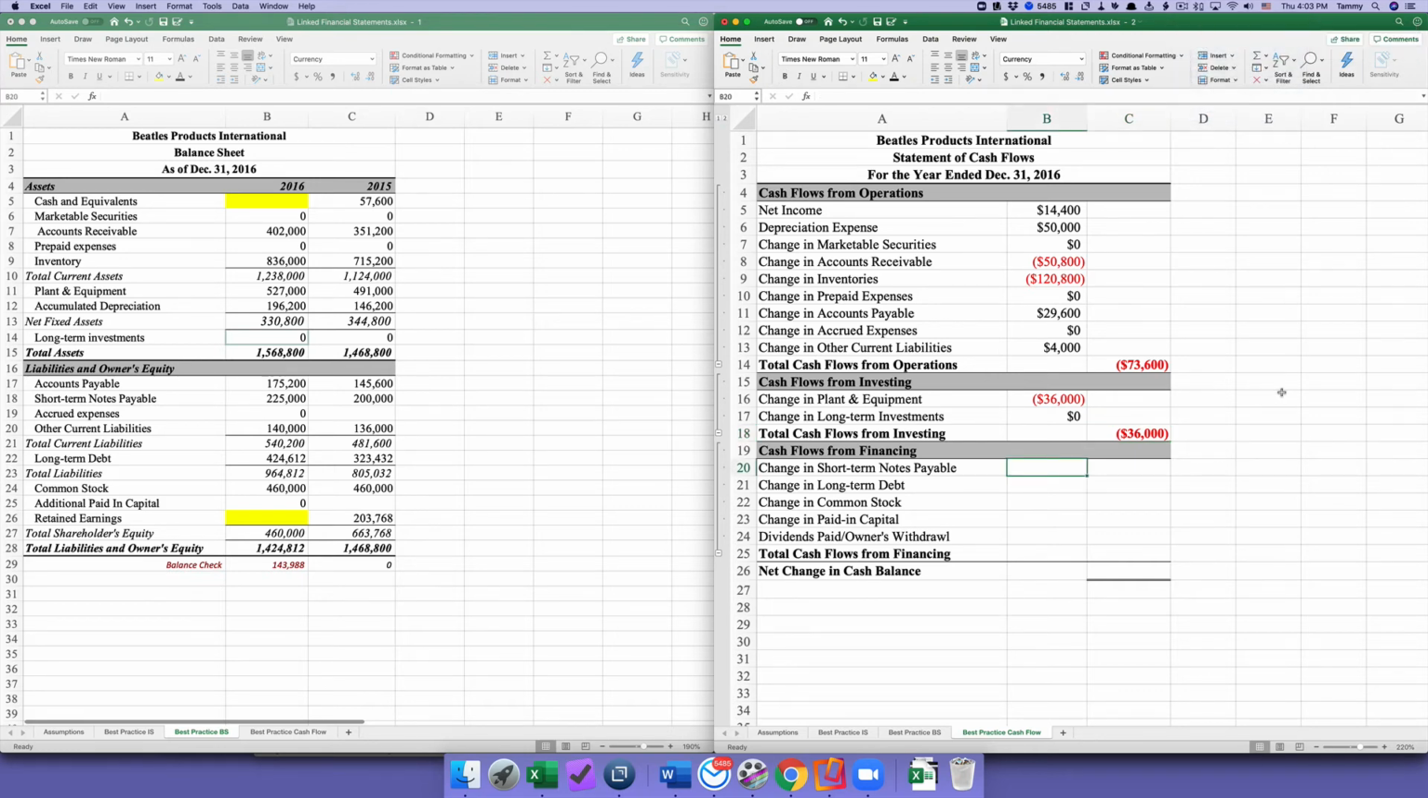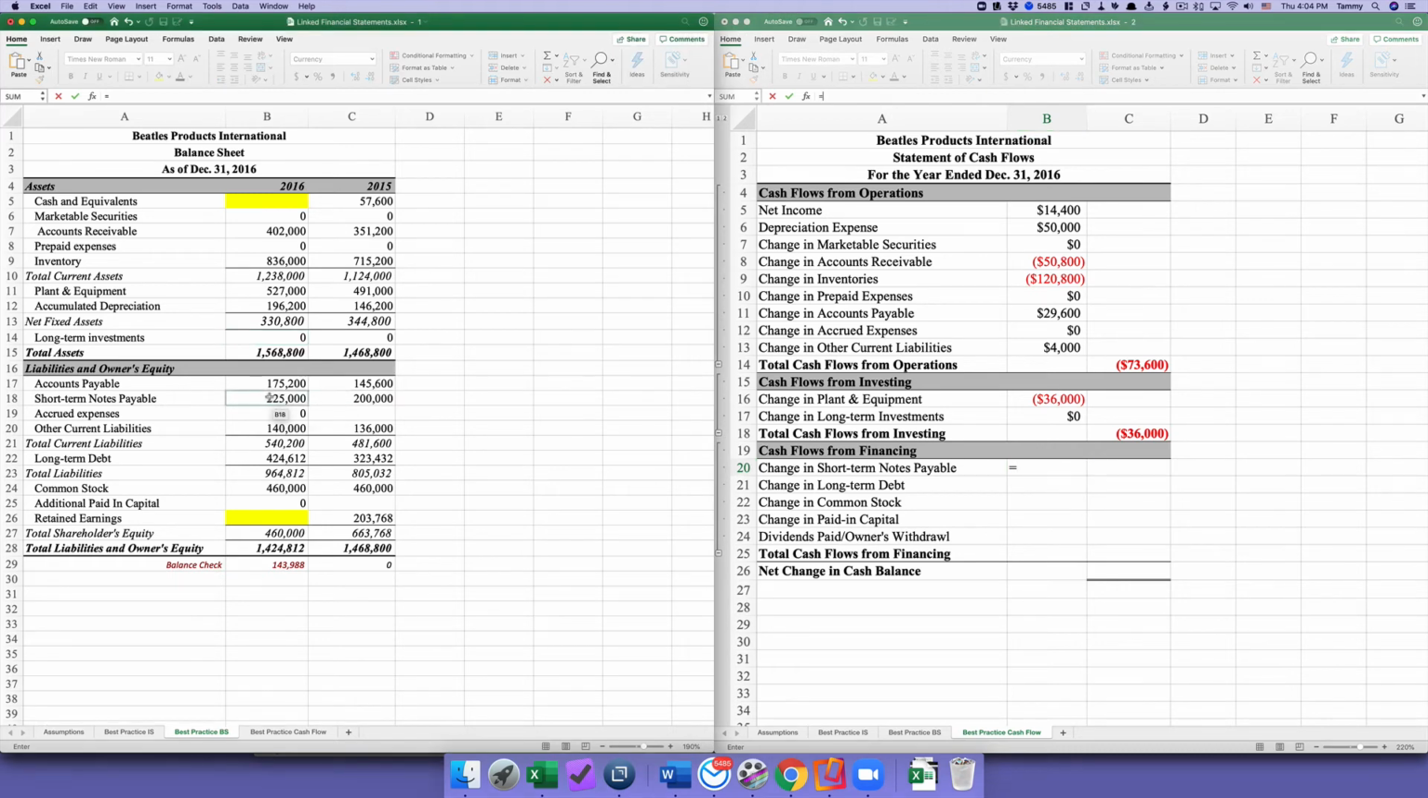And now finally, with our financing cash flows, the logic is opposite, right? If we have more notes payable this year than we did last year, that means that we have got more cash in our hands, right? So we are going to subtract column C, last year's, from this year's. So let's pick up our change in notes payable. So it's B minus C.